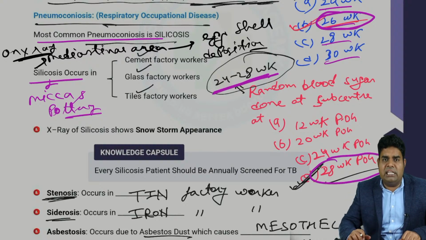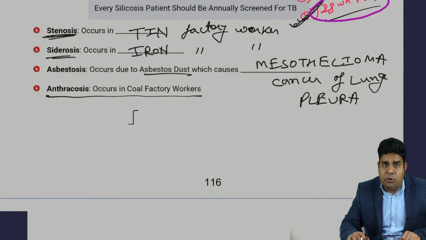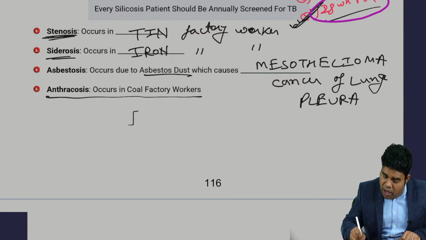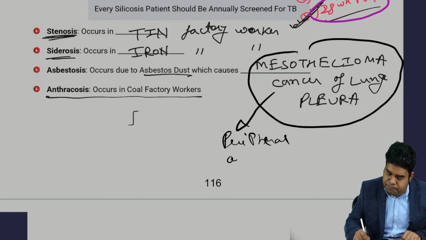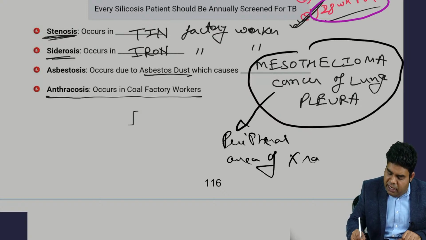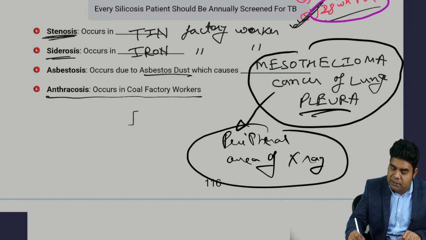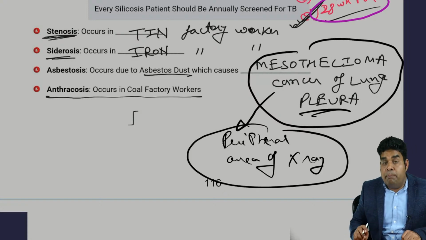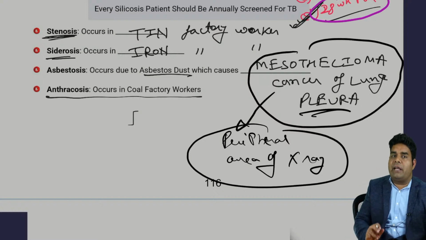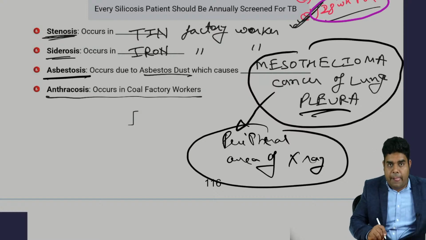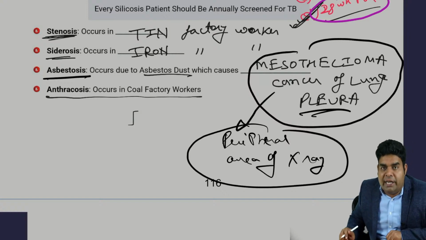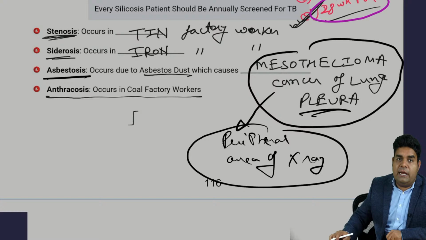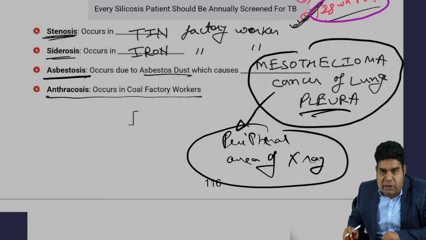Silicosis occurs in cement, tiles, factory, all workers. But if they give you that on X-ray you are finding deposition on the peripheral area, the peripheral area of X-ray includes pleura, and in pleura, mesothelioma cancer can occur with asbestosis. Okay, in asbestos factory workers this can occur. Stannosis occurs in tin factory, siderosis occurs in iron factory, anthracosis occurs in coal factory workers.